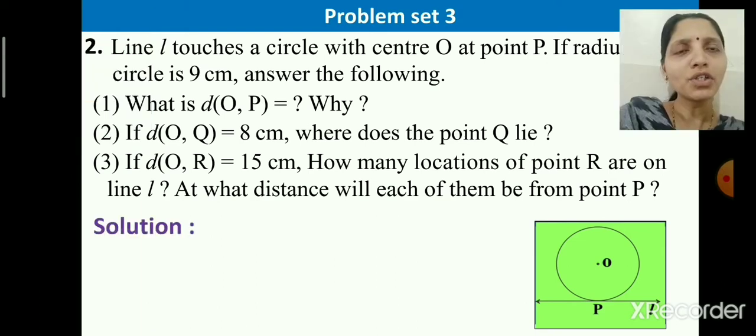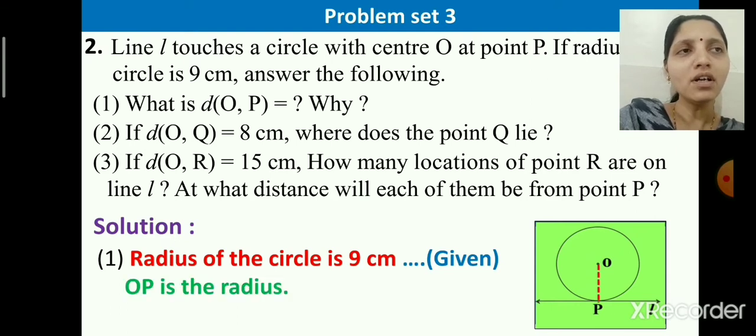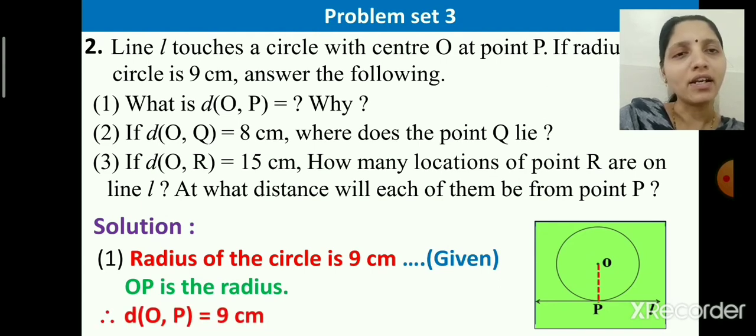Now what is the first question? You have to find distance OP and you have to write the reason for your answer. Now to find the distance OP, first we will draw segment OP. If you draw a segment OP, you will find that OP is nothing but the radius of the circle, and we know the radius of the circle is 9 cm. So let's write down here, radius of the circle is 9 cm. It is given to us and OP is the radius. Therefore, distance of OP is equal to 9 cm. So this will be the final answer.